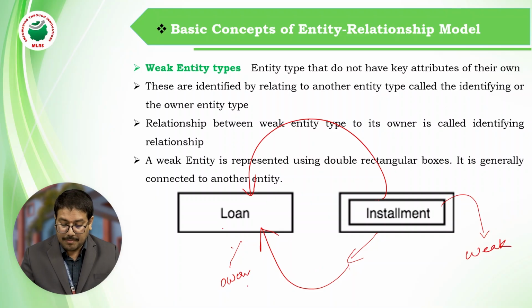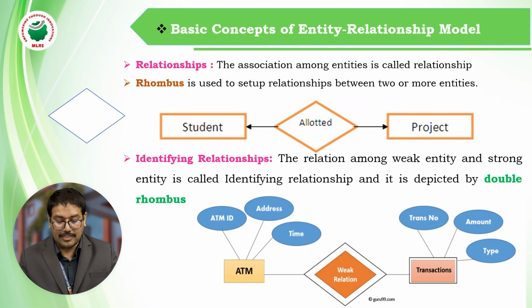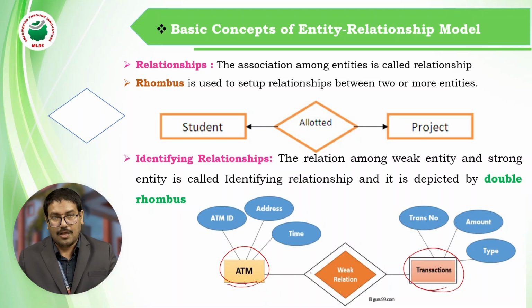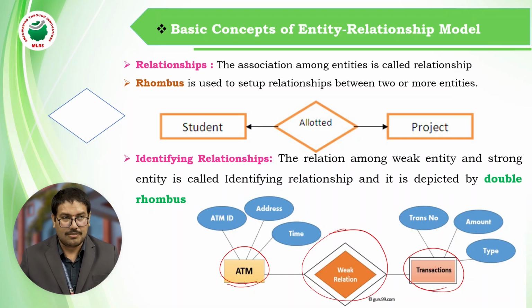Remember, these two are always connected with a relation, and the relation between these two is called an identifying relationship. We'll see it in the coming slide. Look at the example here. If there is no ATM, there is no transaction at all. So ATM is an owner entity, transaction is a weak entity. These weak entities are normally represented with a symbol called a double rhombus. So this is the relationship.